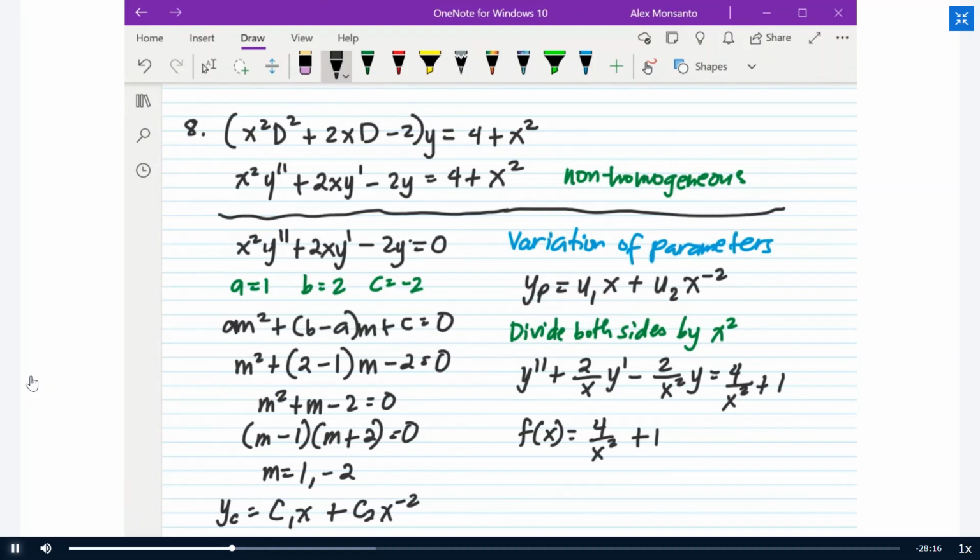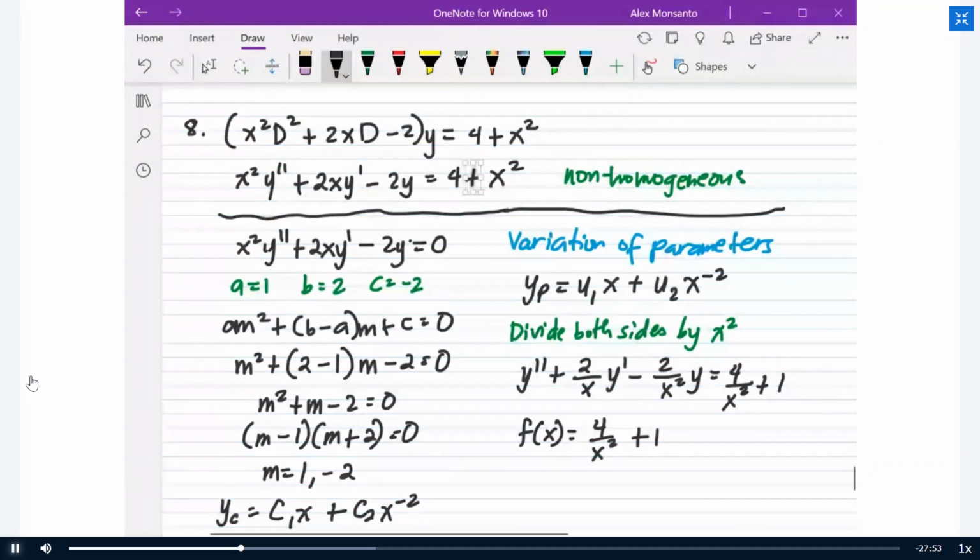So ganun muna ang gagawin mo kapag magsasolve ka ng ganitong klaseng equation. So kapag naka-equate po ito sa hindi zero or hindi po siya equal sa 0, so you have to divide both sides muna doon sa kung ano man yung coefficient ng y double prime.